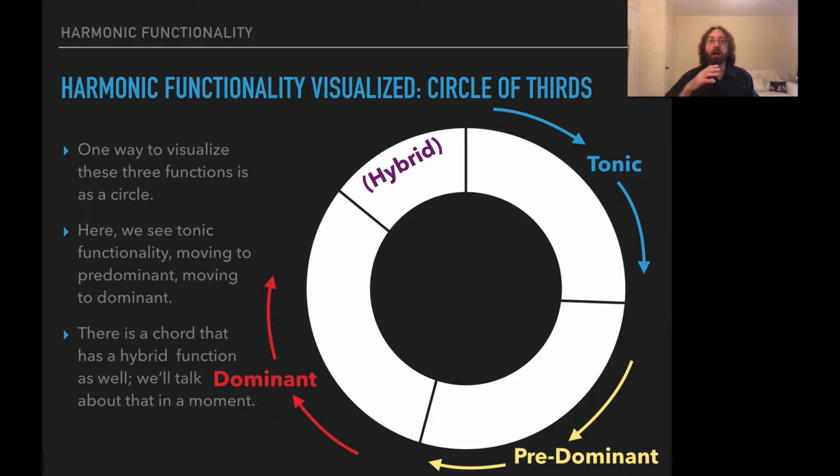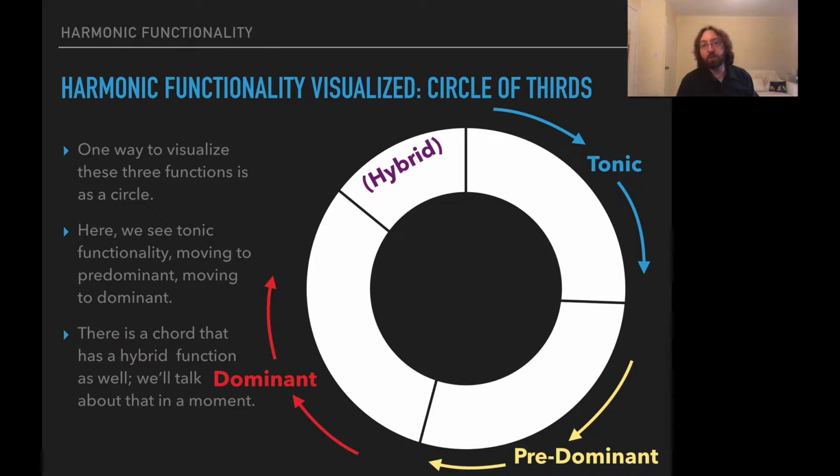Now we can visualize these three types by thinking of a circle of thirds. We'll have various circles of different models. We'll also talk about a circle of fifths shortly. And we're going to add in the thirds and the chords in a moment, so don't worry about that too much right now. Right now, focus on the fact that the general idea here is that we're going to be moving from tonic to predominant to dominant, and then back around to tonic in a big cycle.